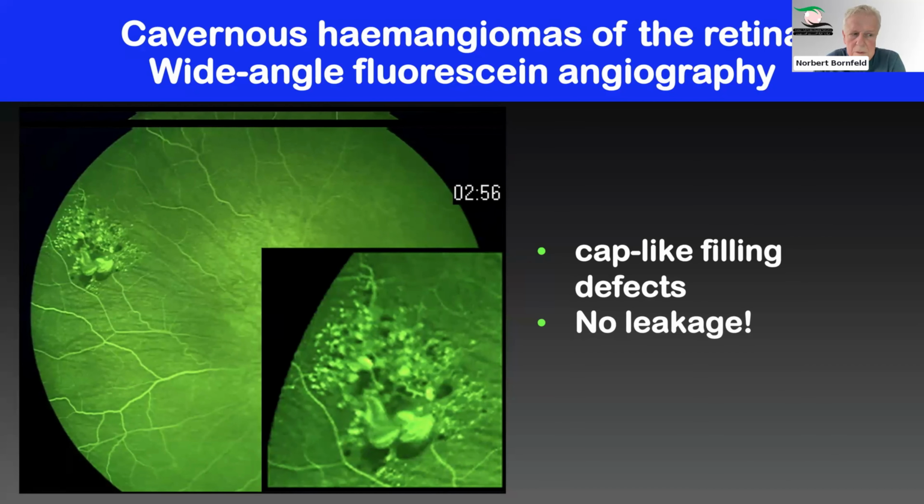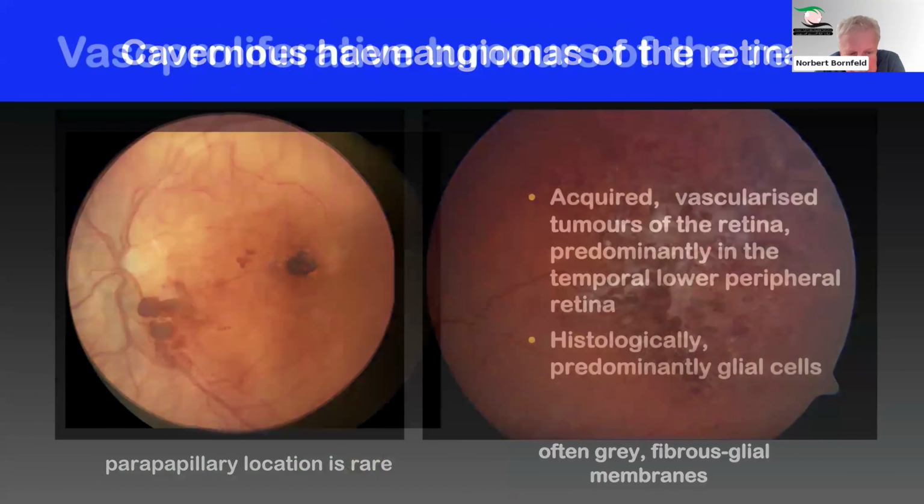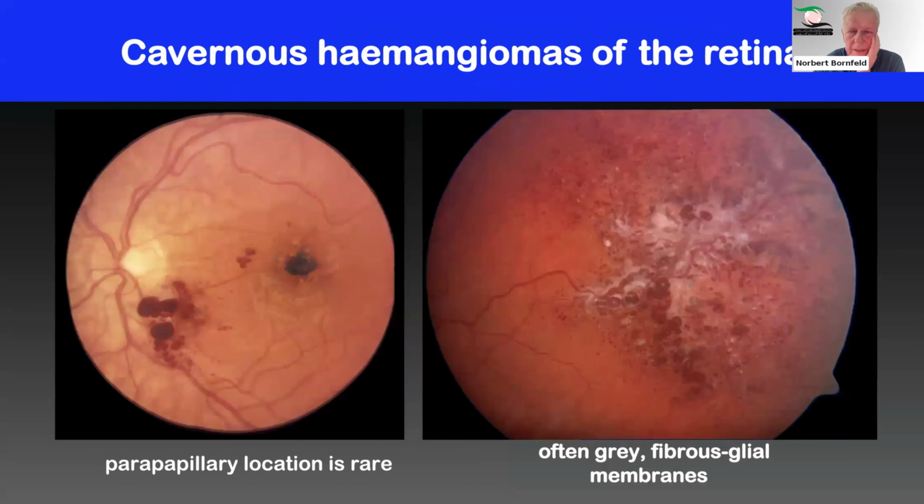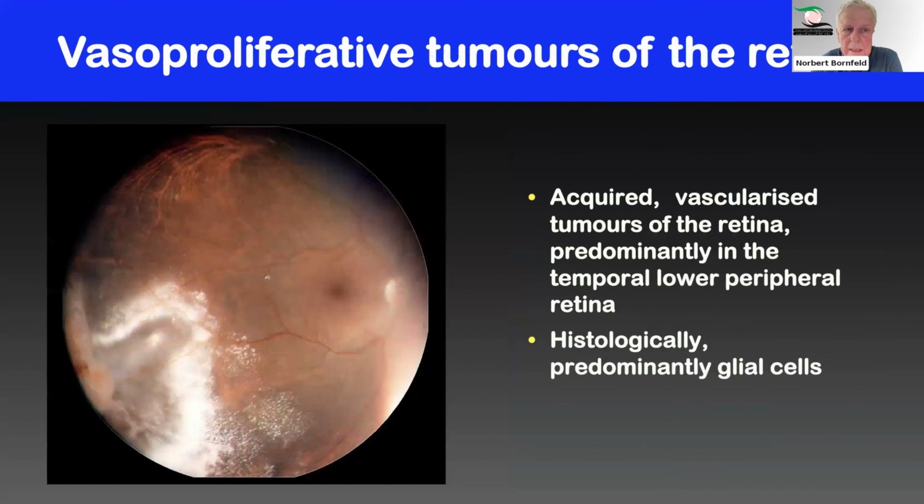On the left, the image on the left, and the takeout. Sorry. Yeah. And again, some of these patients may have lesions close to the optic disc, and some of the patients may have fibrous glial membranes on the surface of the lesions, but these are all cavernous hemangiomas.